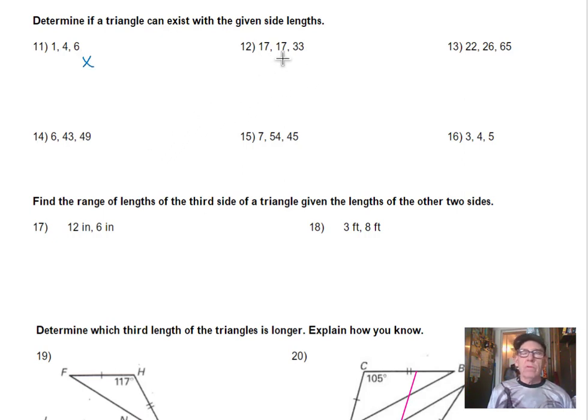Let's look at number 12. 17 and 17 is 34. That's bigger than 33. 17 and 33 is 50. That's bigger than 17. And then the other 17 also works. So that one's going to work.